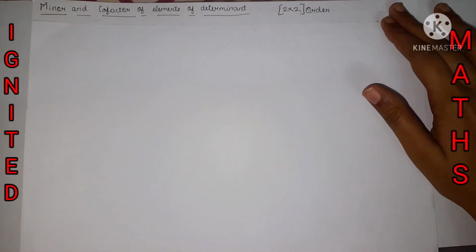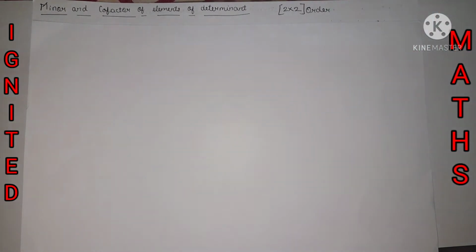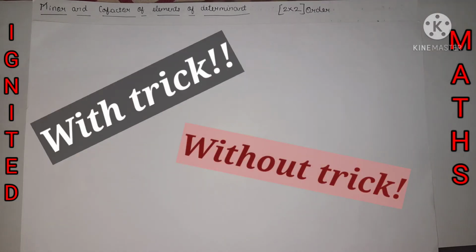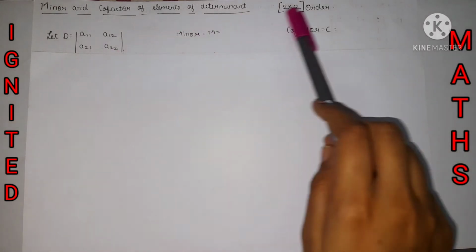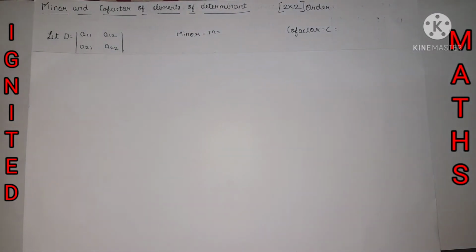In this video, we are going to explain the minor and cofactor of elements of a determinant with trick and without trick. So let's start with it. Even we can find the minor and cofactor of elements of a determinant of 3 cross 3 order also. But for solving the 3 cross 3 order, we need the help of the 2 cross 2. So let's clear the concept of 2 cross 2, then we will move to the 3 cross 3.